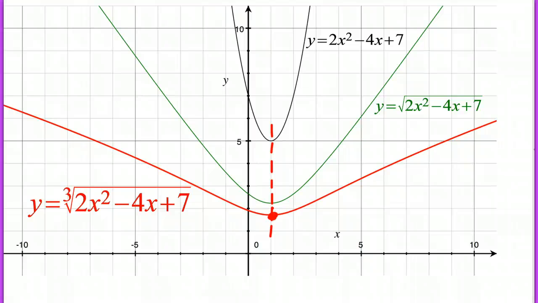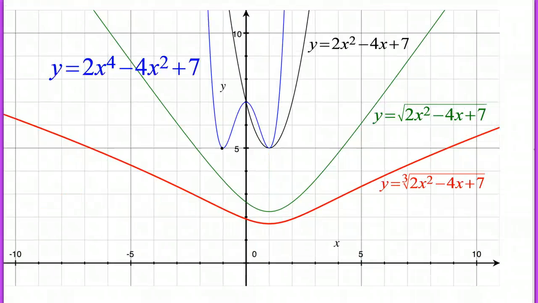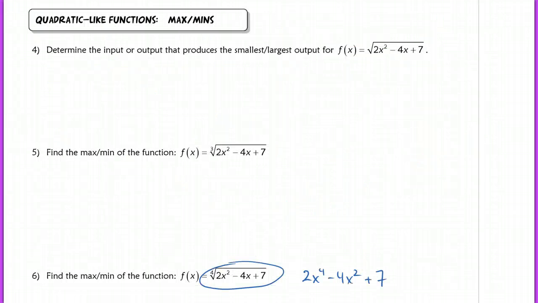And if I finally look at the graph of 2x to the 4th minus 4x squared plus 7, this one is in blue. This time I'm also seeing maybe two minimum values here that occur at two different x's, but the one minimum does occur at the exact same x coordinate as my original function, 2x squared minus 4x plus 7. Okay, so let's use that idea now to solve.